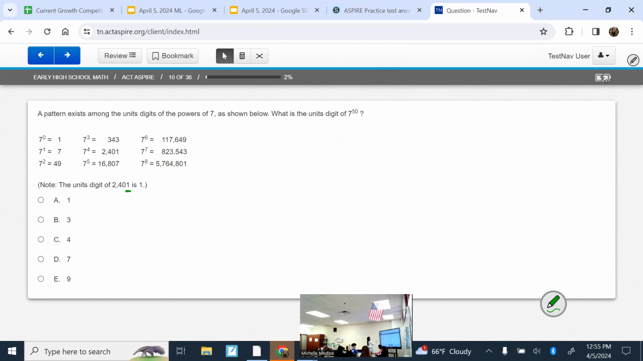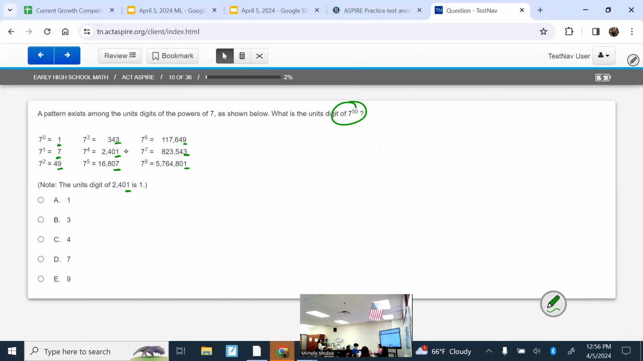So still, it said a pattern exists among the units digits of the powers of 7. So look at the ones place of all your answers for the powers of 7. What's the pattern? It keeps repeating 1, 7, 9, 3, 1, 7, 9, 3. So 7 to the power 50 is too big of a number to just put in your calculator, so you can't do that. You have a few options.